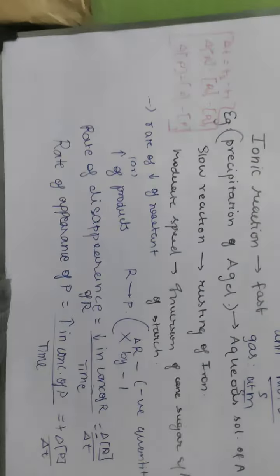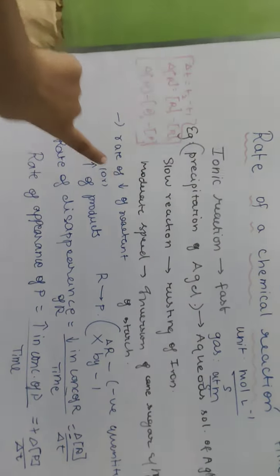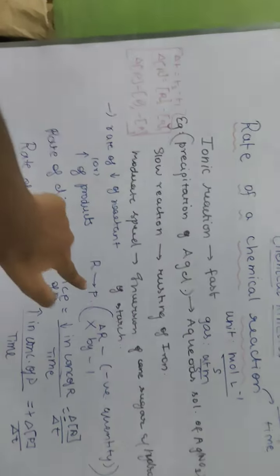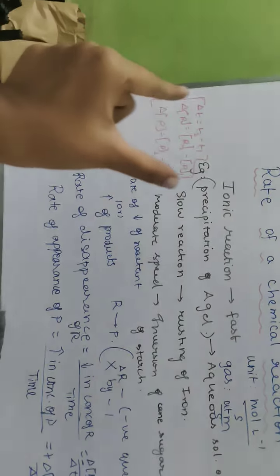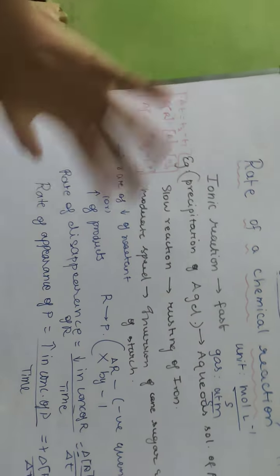The next thing is, when do we say the rate of a chemical reaction occurs? When the concentration of the reactant decreases or the product's concentration increases, that is reactant to product. Okay, so there is given data in your textbook. Delta T means T2 minus T1, delta R means R2 minus R1, delta P means P2 minus P1. Just you know this.